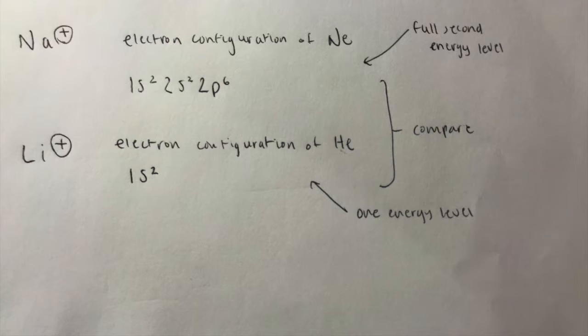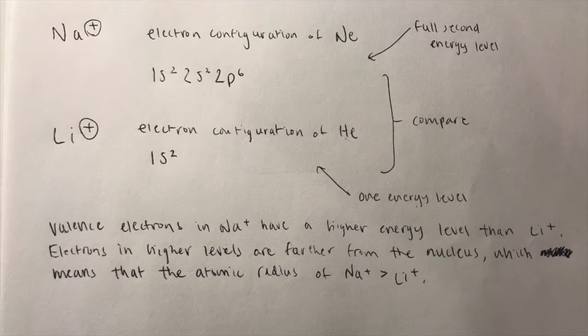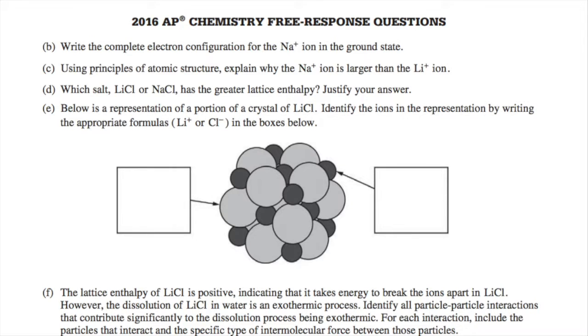And thus the explanation is that the valence electrons in Na plus have a higher principal energy level than Li plus. And since the electrons in higher levels are further away from the nucleus, this means that the atomic radius of Na plus is larger or greater than Li plus.